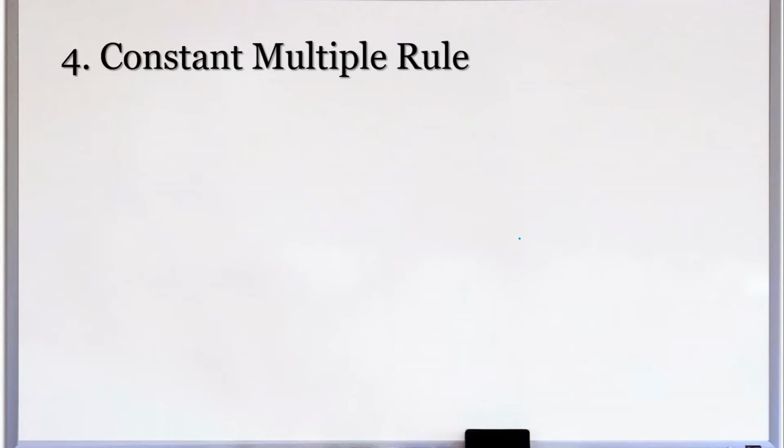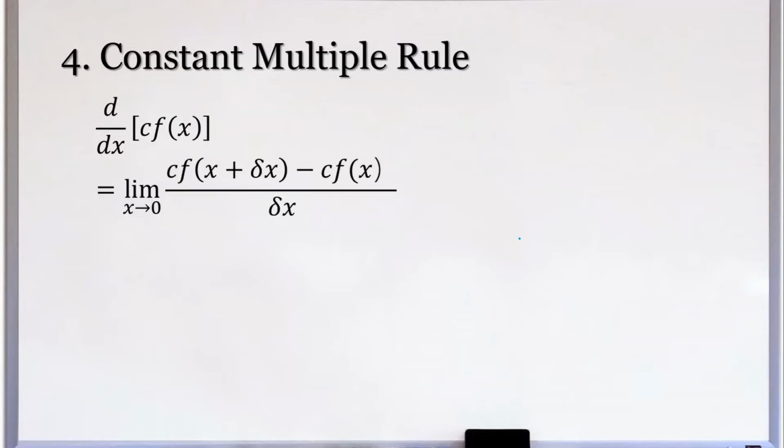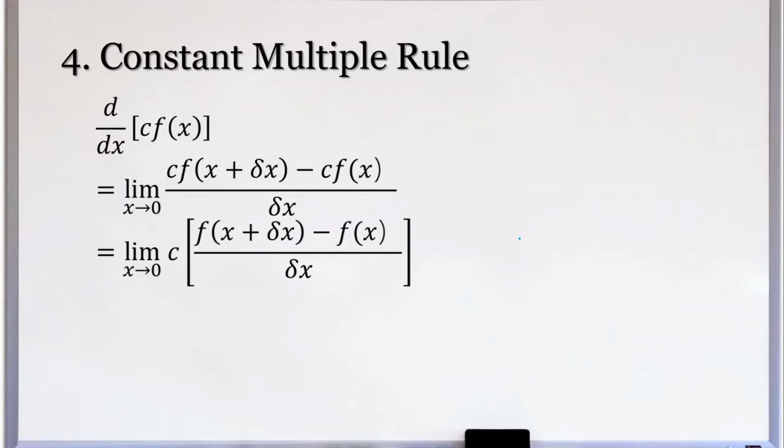Okay, next one, I want to prove the constant multiple rule. The constant multiple rule is usually used when the whole function is multiplied by a constant, like this. I want to find the derivative of f(x), where the whole function is multiplied by c. By the definition of derivative that we defined earlier, it equals the limit as Δx approaches 0 of (c f(x + Δx) − c f(x)) over Δx. And for the c, because it is a constant, we can factor it out, and we'll have the limit of c, and then we bracket the whole thing.